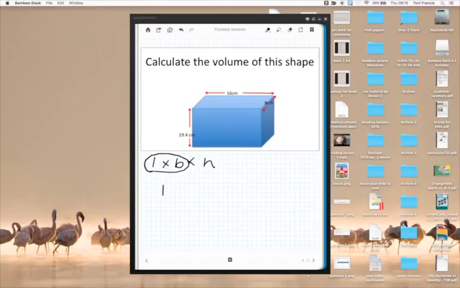So we want 19.4 times 16 times 8. So the first thing I'm going to do is times 16 by 8. You could do them in any order, it's just I think this is going to be the easiest. So I'm going to do 16 times 8 first, because I can't write a sum with 3 numbers being multiplied. It's too difficult. 8 times 6 is 48. 8 times 1 is 8, 9, 10, 11, 12.